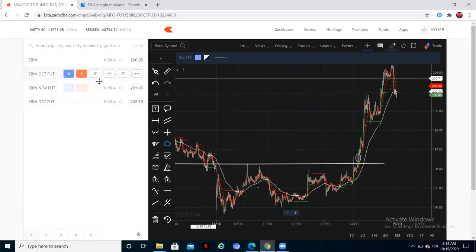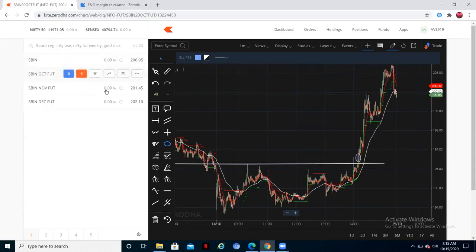So it is increasing with time, which means futures are also made of two things. The first one is the price value, and the second one is the time value. Price value means every stock has a price, so that is the price value. So SBIN's price value currently is 200.05 only, 200 only.